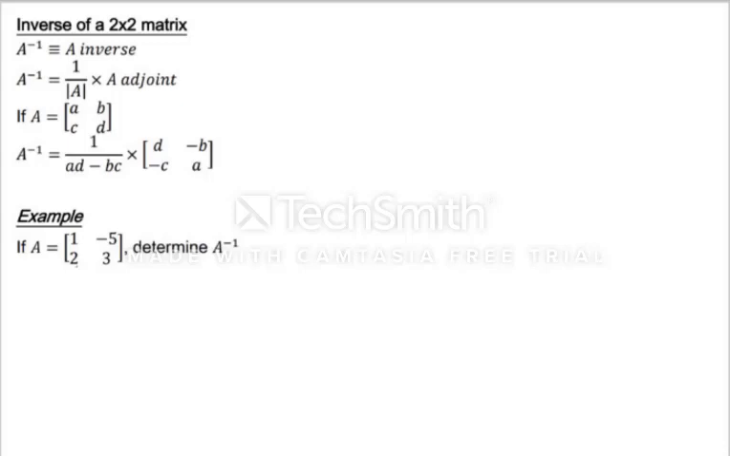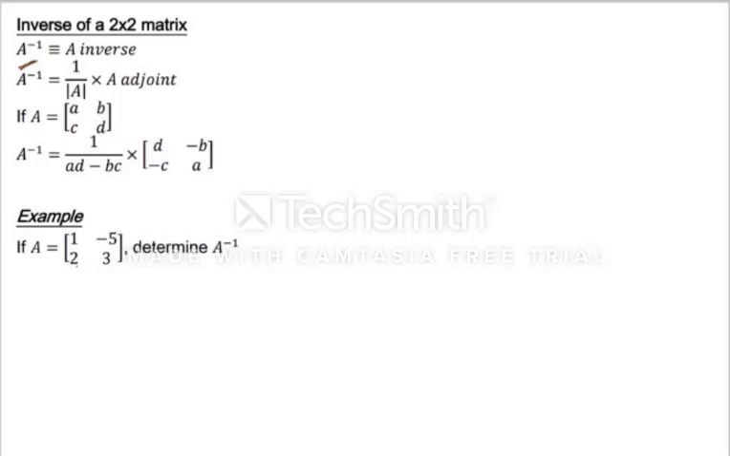Inverse of a 2 by 2 matrix. Now, this would be the symbol for A inverse, and A inverse is equal to 1 over the determinant of A times A adjoint. That is 1 over the determinant of A times adjoint A. So let's have a go.